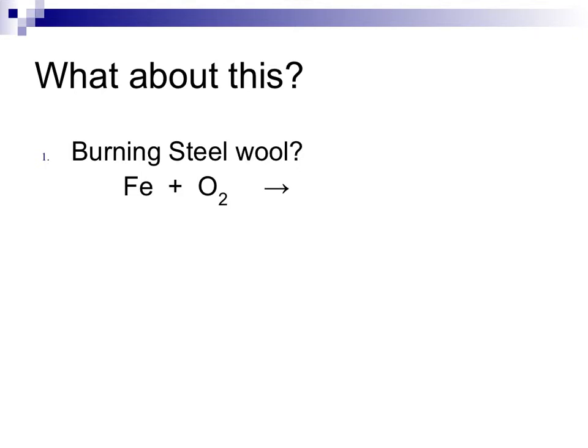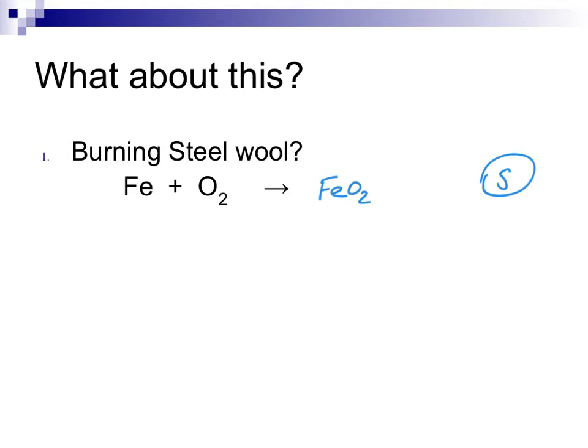Here's another example. When you burn steel wool, what type of reaction does this look like? Here you have one element, because there's only one capital letter, plus another element. The only thing I can do if I've got two elements reacting together is to squish them together and make one product. That's the definition of a synthesis reaction. So my iron and my oxygen are going to get put together.